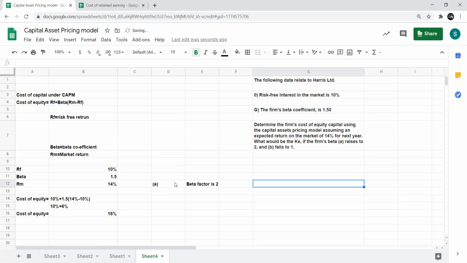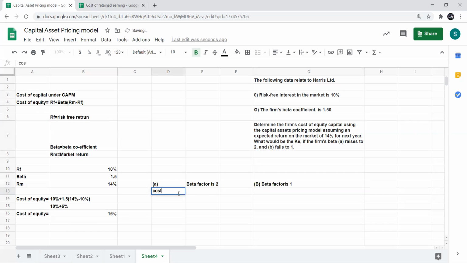Third situation, they are telling the beta factor falls by 1. Okay, beta factor is 1. First, let me solve this.